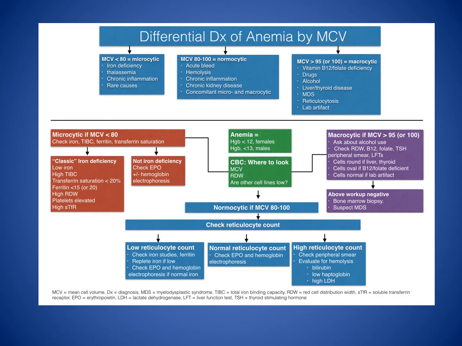So we're looking at anemias and we're trying to come up with a differential diagnosis. We look at that MCV, or mean corpuscular volume, and we have to look at where it is. If it's under 80, it's microcytic. 80 to 100 is normocytic, and greater than 95 but not greater than 100 is macrocytic.